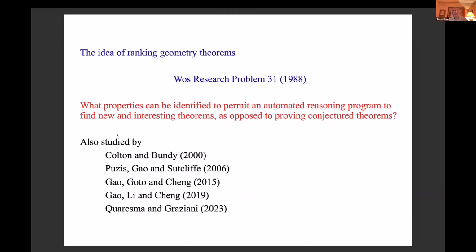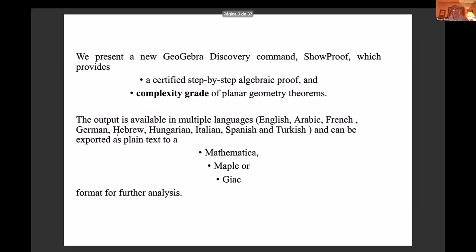So this is our idea, and it's not quite original. The idea of ranking geometry theorems goes back to 1988, and it is a question that has been behind artificial intelligence for the last, I would say, 40 years. And now it's becoming more interesting, because artificial intelligence is performing better, to score, to grade, to evaluate the results of using automatic reasoning programs on a topic like elementary geometry.